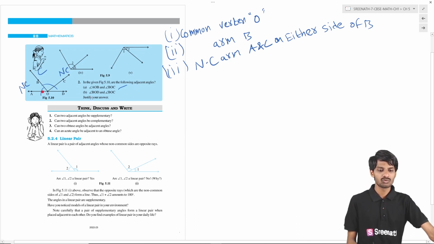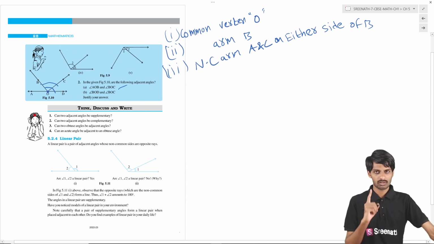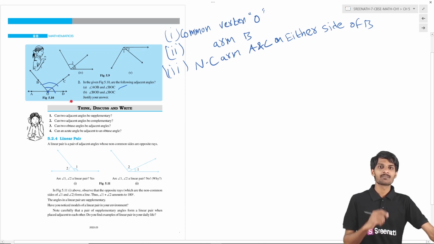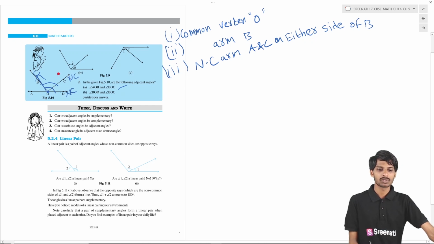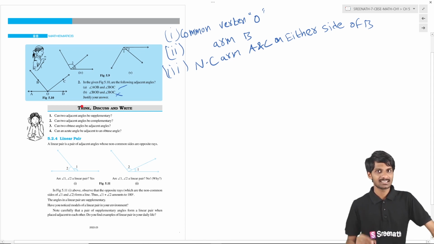Now coming to BOD and BOC. Now we'll come to these, students. BOD is an angle, and BOC is an angle. So this is the first angle, and this is the second angle. For both angles, the vertex is O. Okay, the first condition is satisfied. The next condition is a common arm. For both, what is the common arm? This is the common arm, but the third condition is not satisfied. Why? Because this is a non-common arm and this is a non-common arm, and they are on one side of the common arm. So option B is not correct, which means it is not an adjacent angle, students.